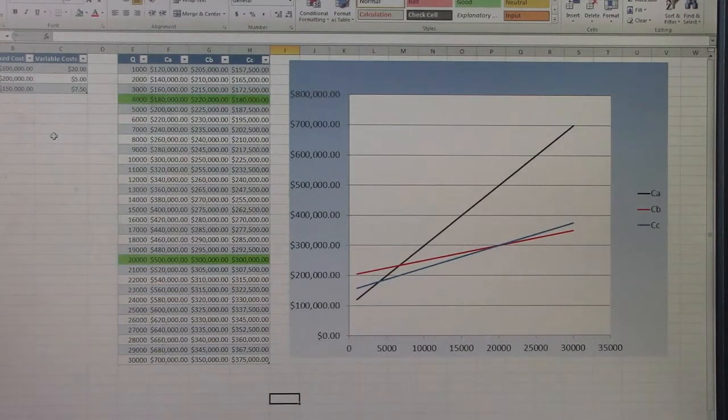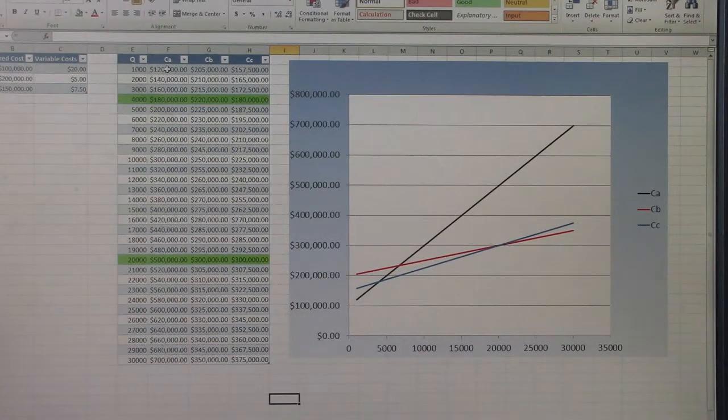So in this case, what I've done is I went through and identified the information that we have available. In alternative A, we have a fixed cost of $100,000 and a variable cost of $20 per unit. Alternative B states that we have a fixed cost of $200,000 with a variable cost of $5 per unit. And finally, alternative C has a fixed cost of $150,000 with a variable cost of $7.50 per unit.